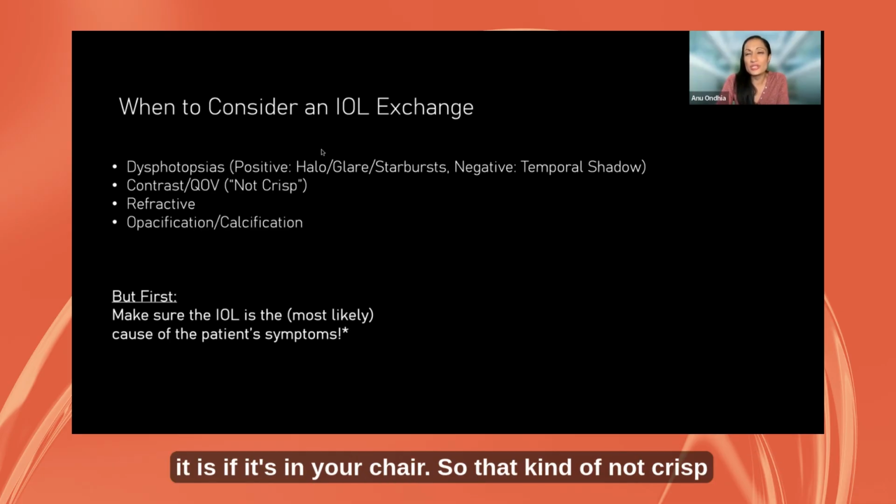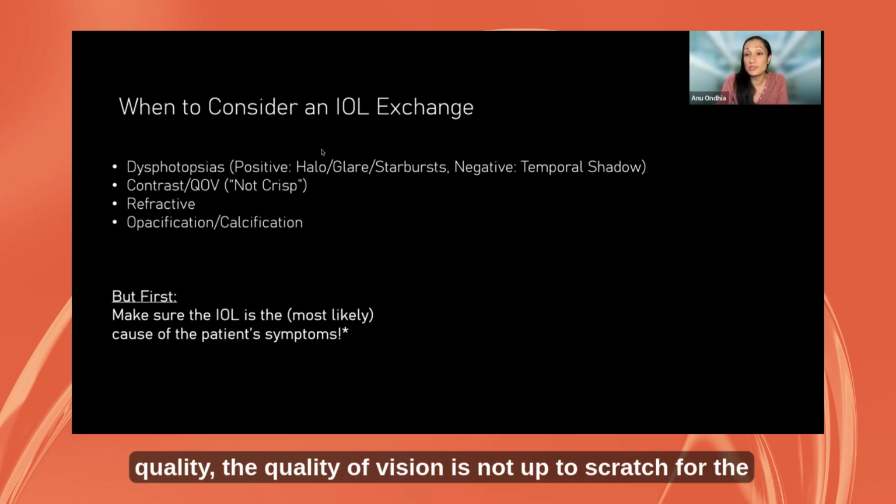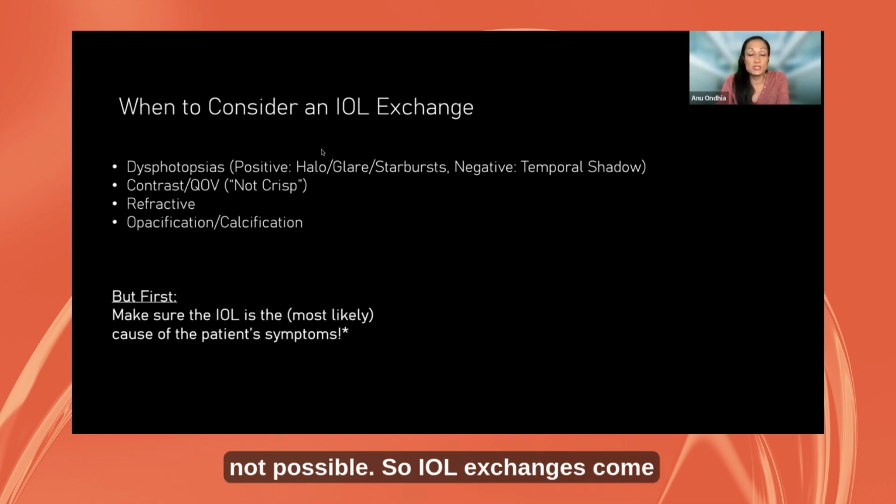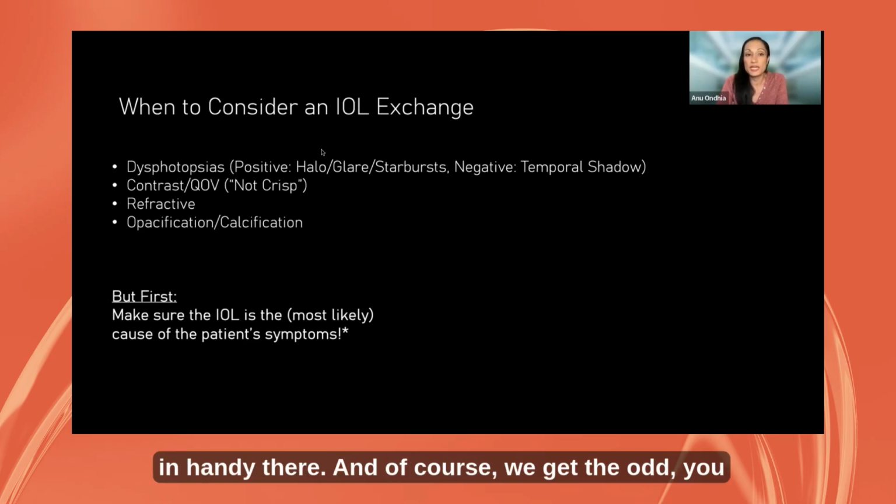So that not crisp quality, the quality of vision is not up to scratch for the patient. Refractive elements. So sometimes we don't always hit our target, and for whatever reason, other enhancements, corneal refractive enhancements are potentially not possible. So IOL exchanges come in handy there. And of course, we get the odd opacification or calcification of an IOL.